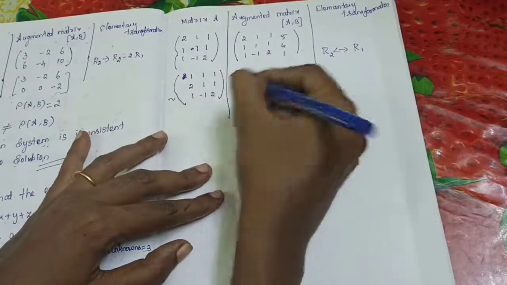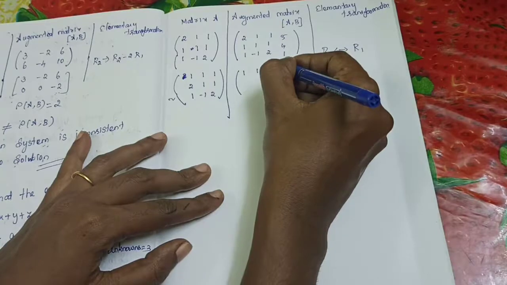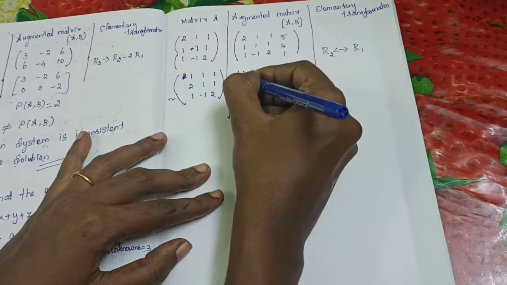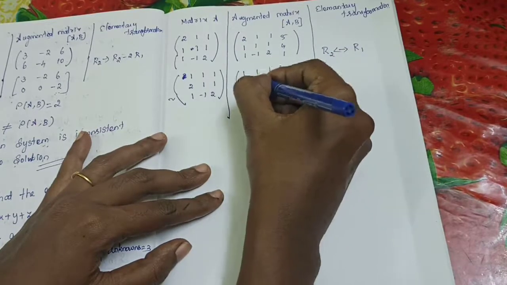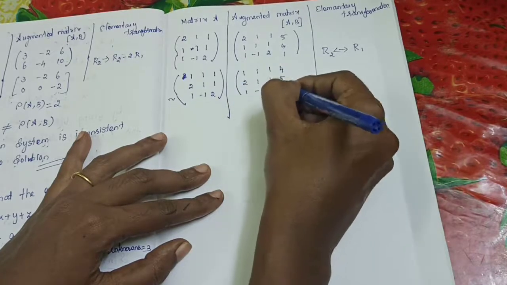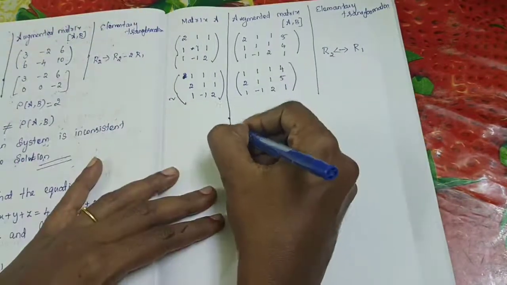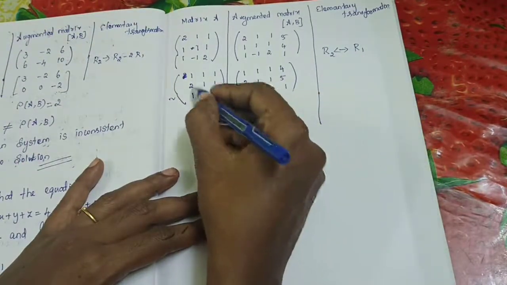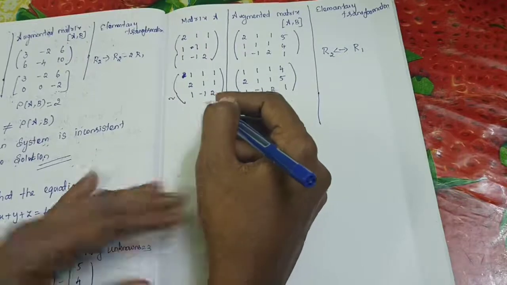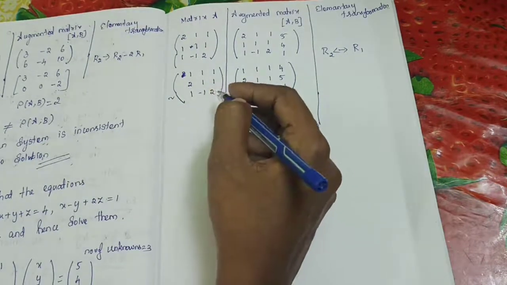Equivalent to. Here also the same thing you need to do. So what will happen? 1, 1, 1, 4. Then here 2, 1, 1, 5. Then 1, minus 1, 2, 1. Understand? So now it is very easy to make these 2 entries as 0.